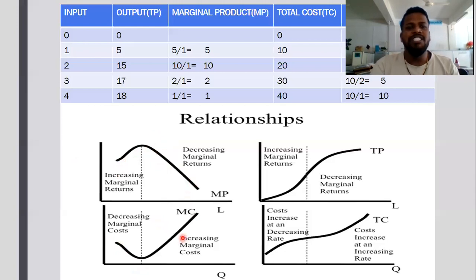So this is the relationship between marginal product and marginal cost. There exists an inverse relationship. One is increasing means the other is falling. For example, marginal productivity is increasing means marginal cost will fall. Marginal productivity is decreasing means marginal cost will increase. So, inverse relationship, like price and quantity demanded. In the same way, marginal product and marginal cost have an inverse relationship because of the law of diminishing returns. So I can conclude like this.